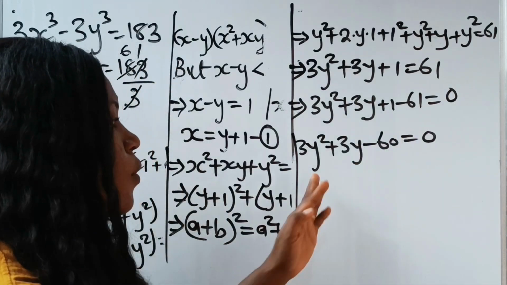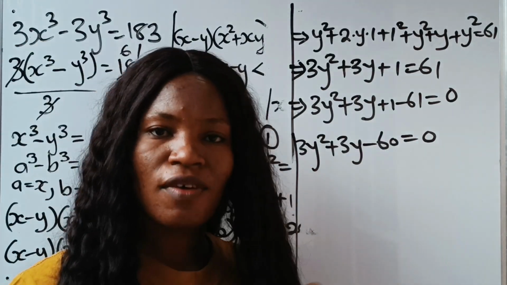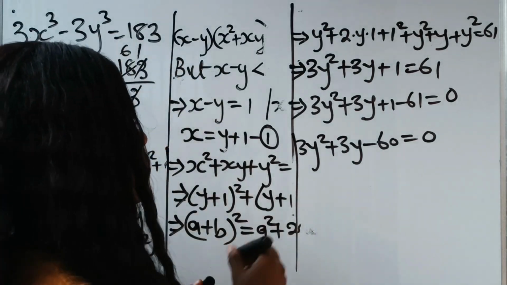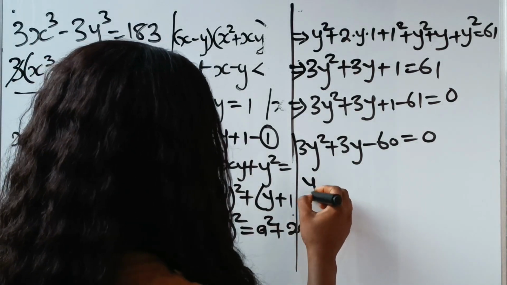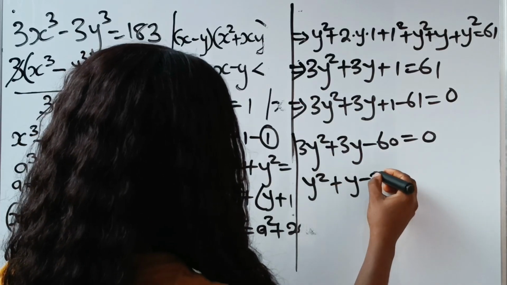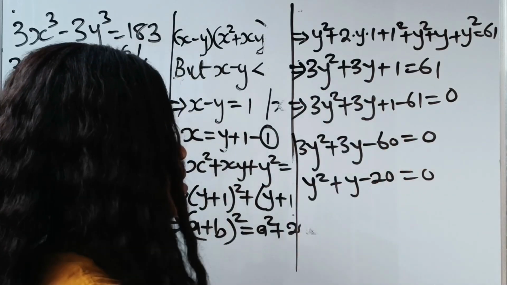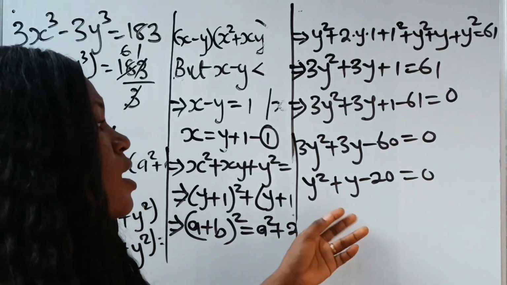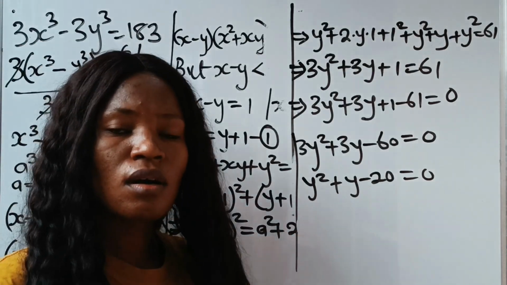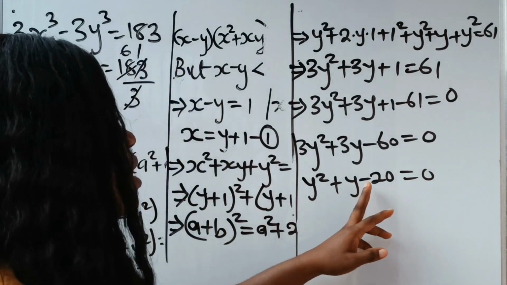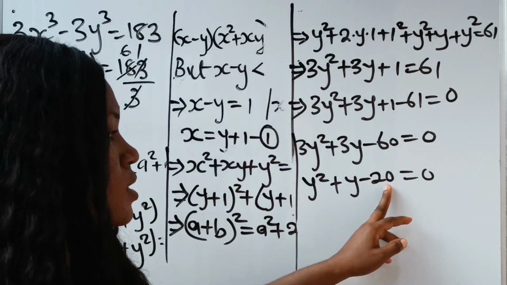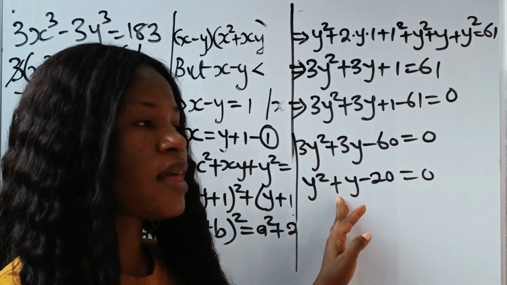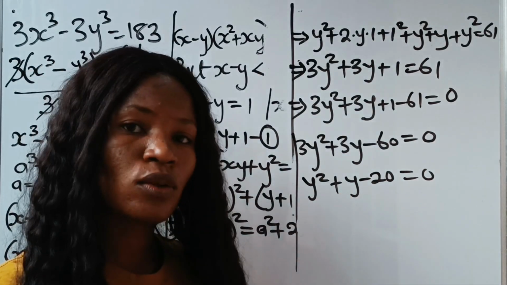Then we continue. We can say 3y squared plus 3y plus 1 minus 61 will give us minus 60 is equal to 0. Now when you look at this, you can notice that 3 can divide through. So let's divide through by 3 in order to simplify it. So divided by 3 we have y squared plus y minus 20 is equal to 0. Now it's time for us to factorize. This can be factorized using the factorization method, right? Yes, we need two factors of minus 20 which when we add them we get plus 1, and those factors are 5 and minus 4.